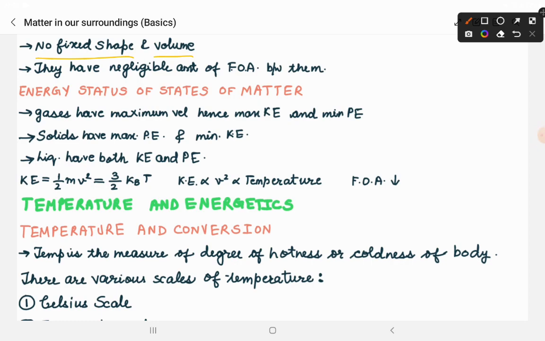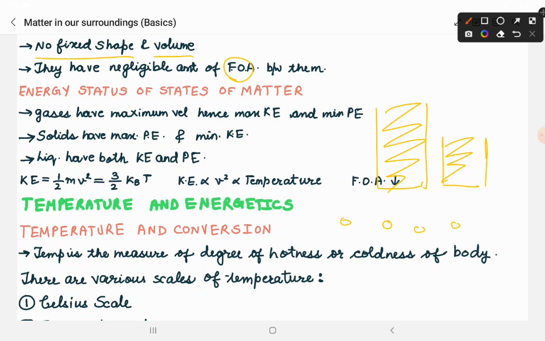Neither is the shape fixed, nor is the volume, because if you take this container and fill it, and similarly take this container and try to fill it, both of them will be filled completely. It means that the volume is not fixed. In any container, the volume of gas can vary and the shape can also vary. They have a negligible amount of force of attraction between them, because the particles' force of attraction is less. Because of that the particles are far apart, and because of that they do not have a fixed shape as well as a fixed volume.